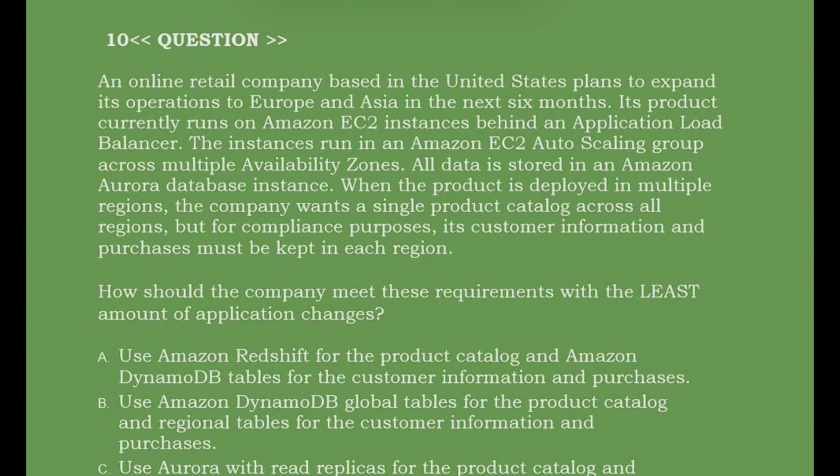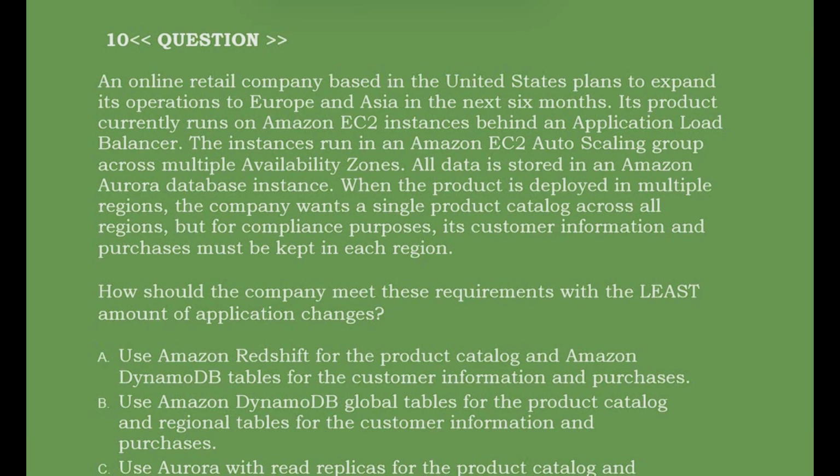Question is, an online retail company based in the United States plans to expand its operations to Europe and Asia in the next 6 months. Its product currently runs on Amazon EC2 instances behind an Application Load Balancer. The instances run in an Amazon EC2 Auto Scaling group across multiple Availability Zones. All data is stored in an Amazon Aurora database instance.